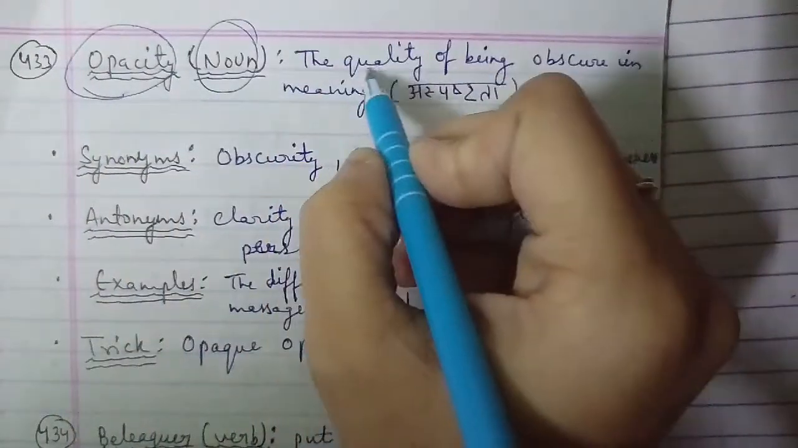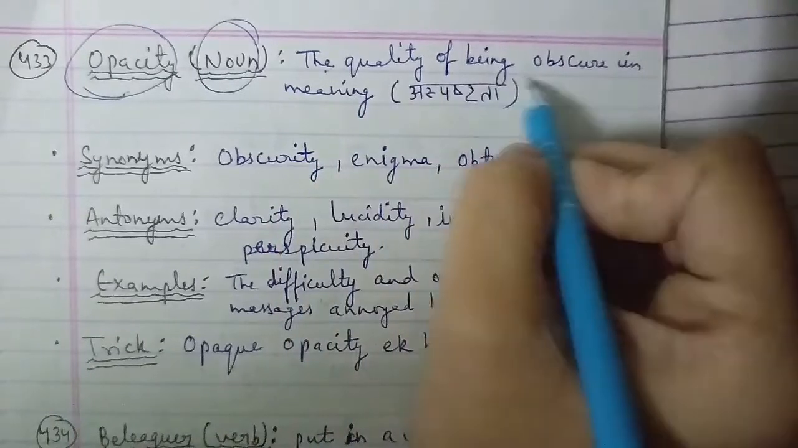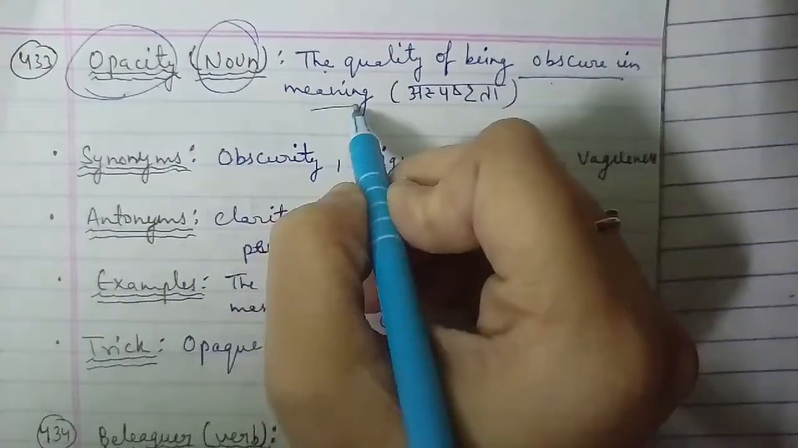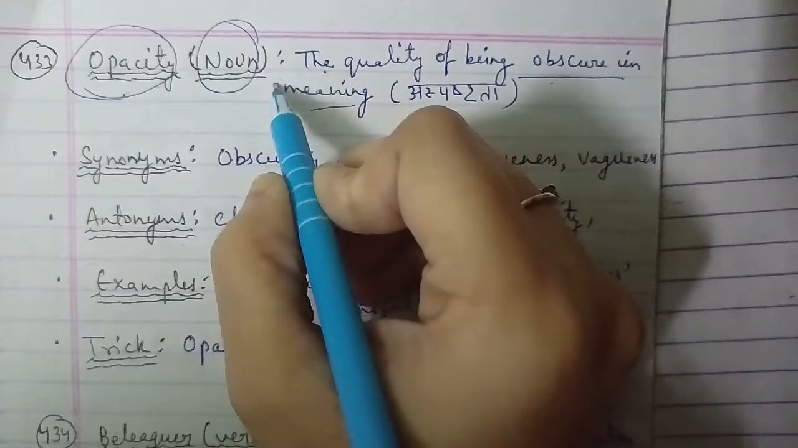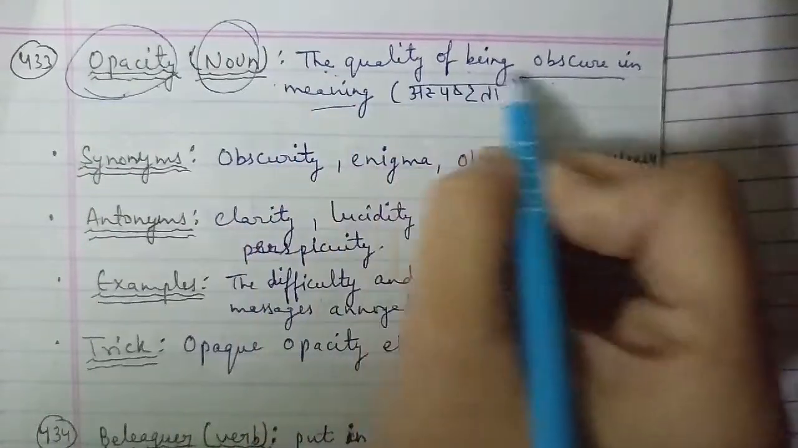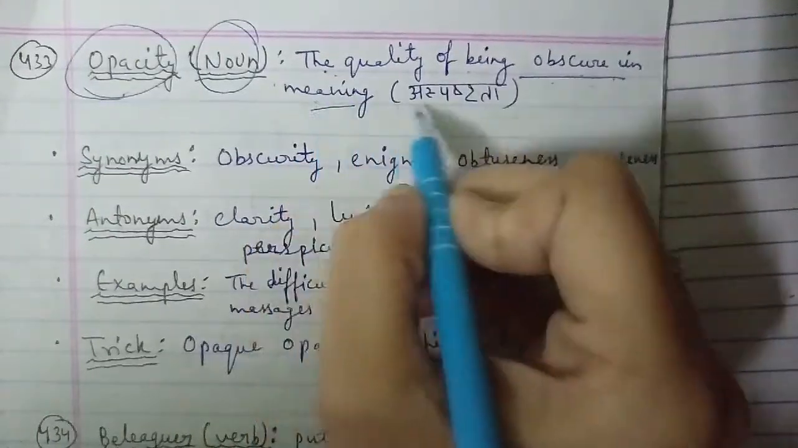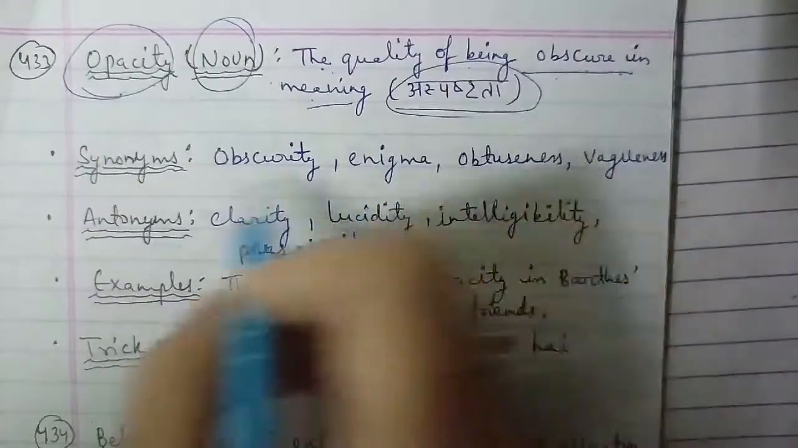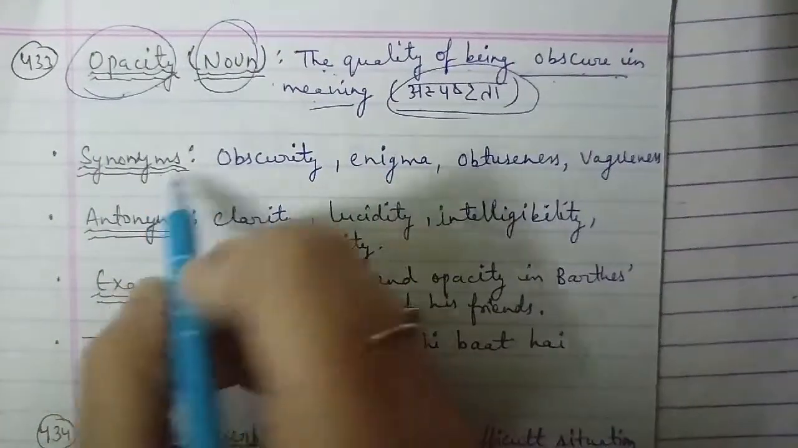अस्पष्टता जिसे कहते हैं, तो आप वहाँ पे opacity word use कर सकते हो. Now moving on to the trick to learn this word: opaque, opacity एक ही बात है. Opaque होना, opacity होना, that is the same thing. तो एक ही बात है, उस तरह से आप trick में इसको याद कर सकते हो.